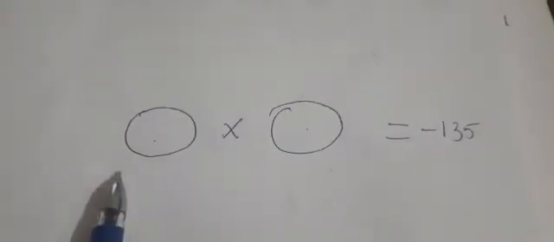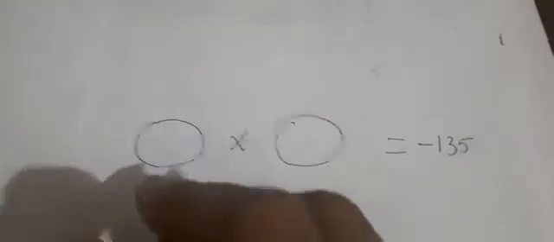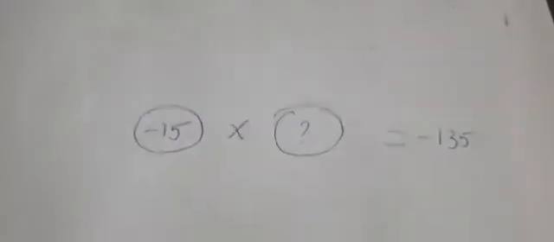So what is given in the question? Product of two integers. We don't know the two integers. When we multiply these two integers, we get minus 135. This is what is given in the first line. One number they have given. What is that? Minus 15. We have to find out the other number.